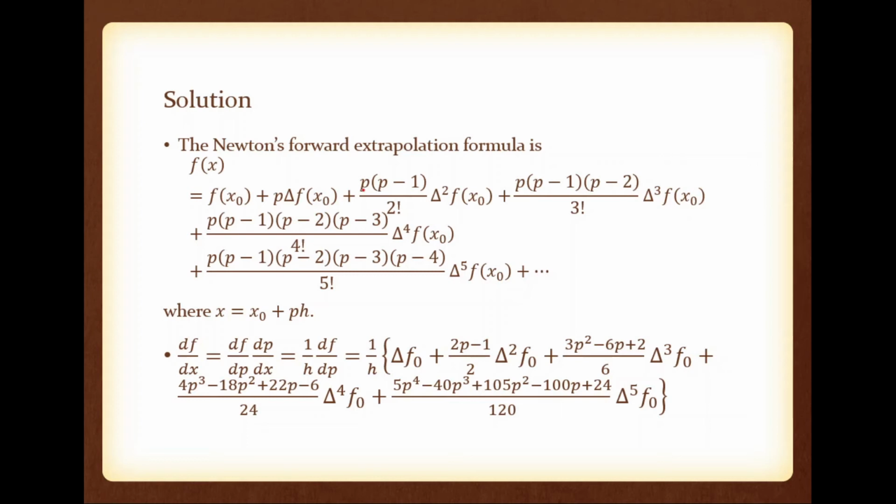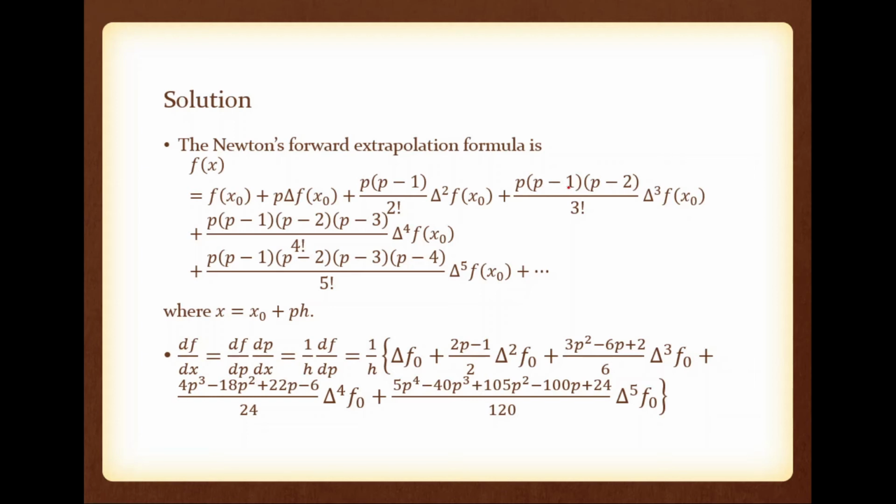So now what is this term? P square minus p divided by 2 factorial. So what is the derivative of this term? P square minus p, its derivative is 2p minus 1. So 2p minus 1 divided by 2 factorial. 2 factorial means 2 into delta square f0 plus. What is this term? This term is also popular, this is p cube minus 3p square plus 2p. This numerator is p cube minus 3p square plus 2p.